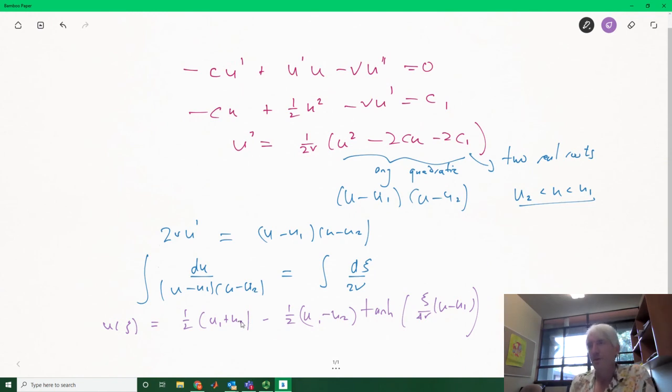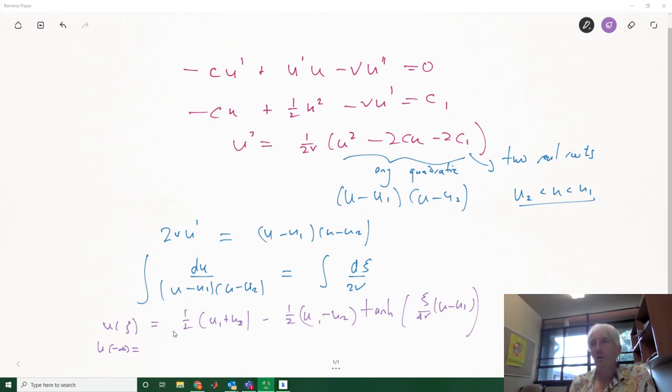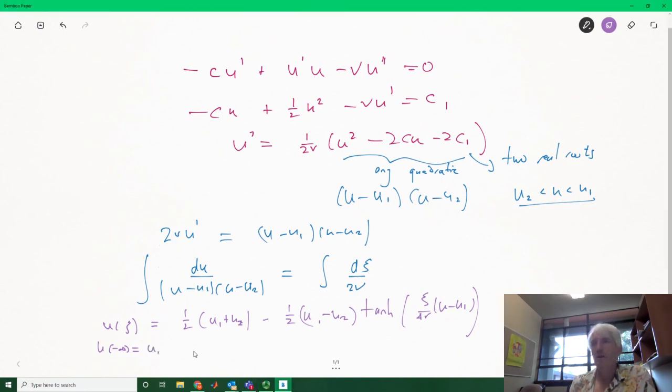We want the solution to go from plus and minus infinity to a starting point. The hyperbolic tangent of infinity is 1 and of minus infinity is minus 1. So we apply some boundary conditions: u of minus infinity is u1 and u of infinity is u2. Those are the boundary conditions. All right, so there's a solution.